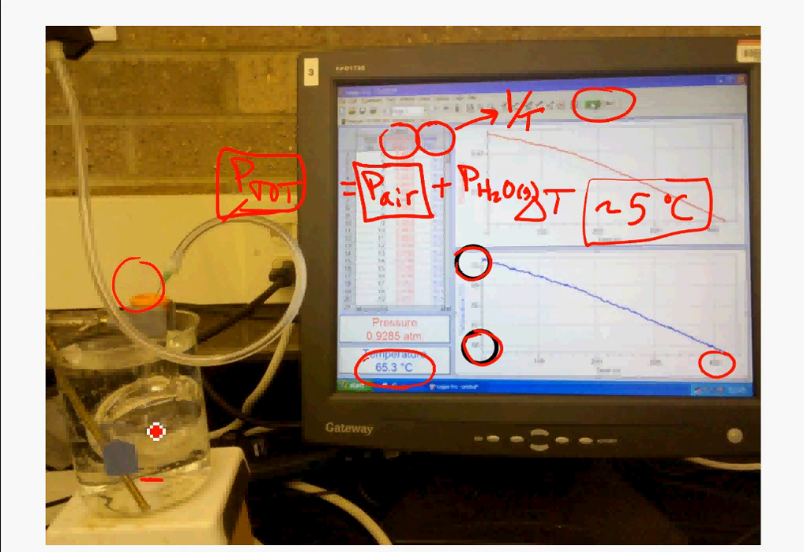The way we're going to do that is we are going to take this system, our system with our container in it, and take it to a point where the pressure of the water gas is effectively 0. And the way we're going to do that is we're going to chill the entire thing.